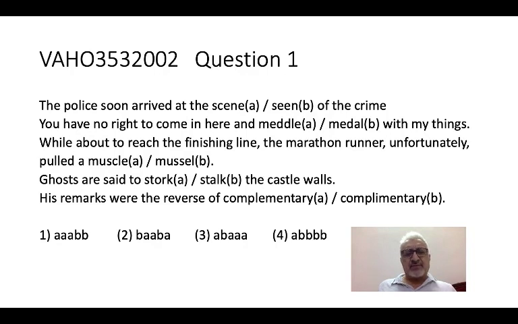Now, the second statement of the same question. You have no right to come in here and A or B with my things. Now, which do you think is appropriate here? Medal, M-E-D-A-L, you already know, is something we get as an honor or as a part of uniform. And the other one, M-E-D-D-L-E, means, yes, to interfere. So, should we use interfere, the A option, for come in here and meddle with my things? Yes, absolutely correct. The first one is the right option. So we'll choose A for the second one.